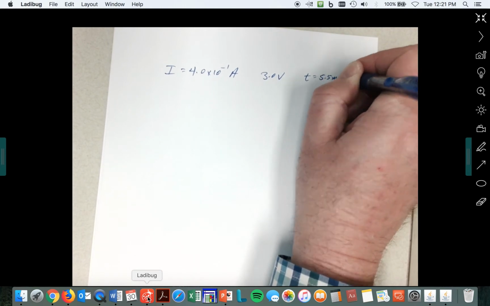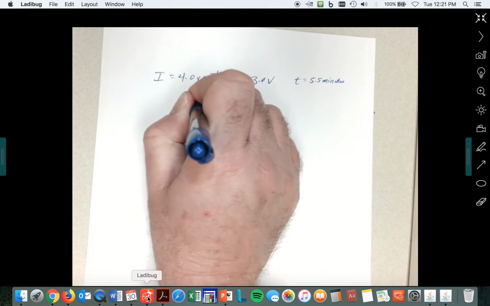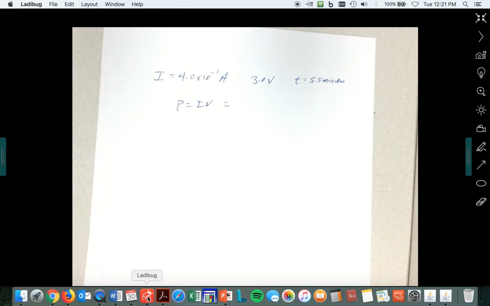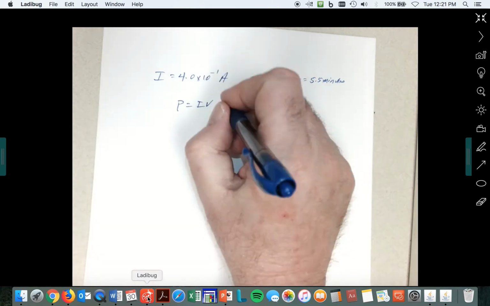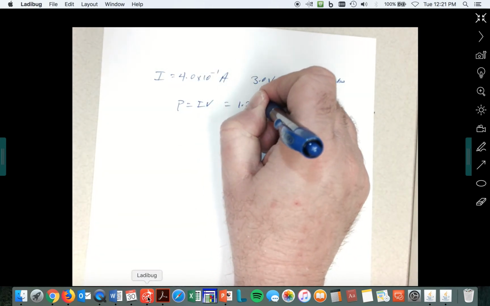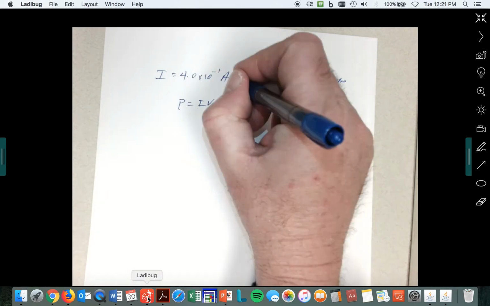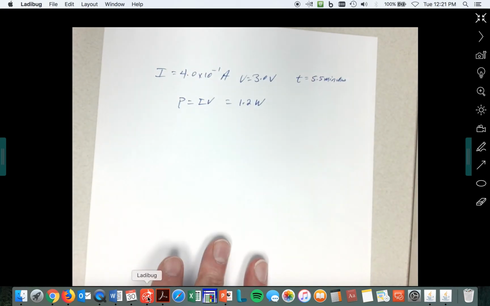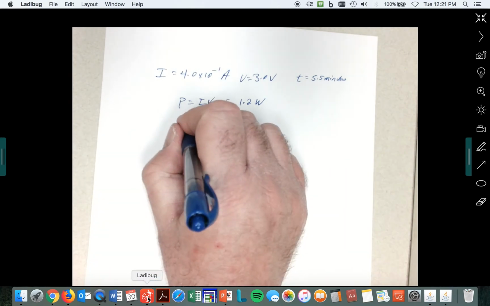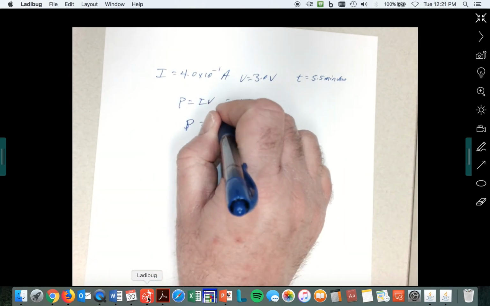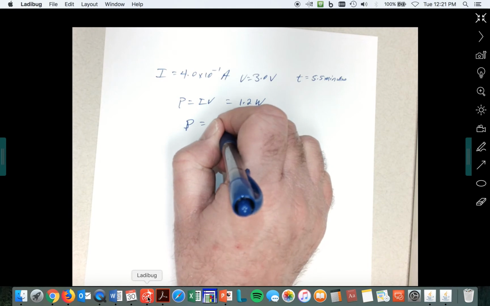Well, the power thing was pretty easy. Power is equal to IV. Nothing too crazy there. So that's 1.2 watts, right? When I multiply I and V together. V is equal to 3.0 volts, all right? But now, remember, power is equal to joules per second.